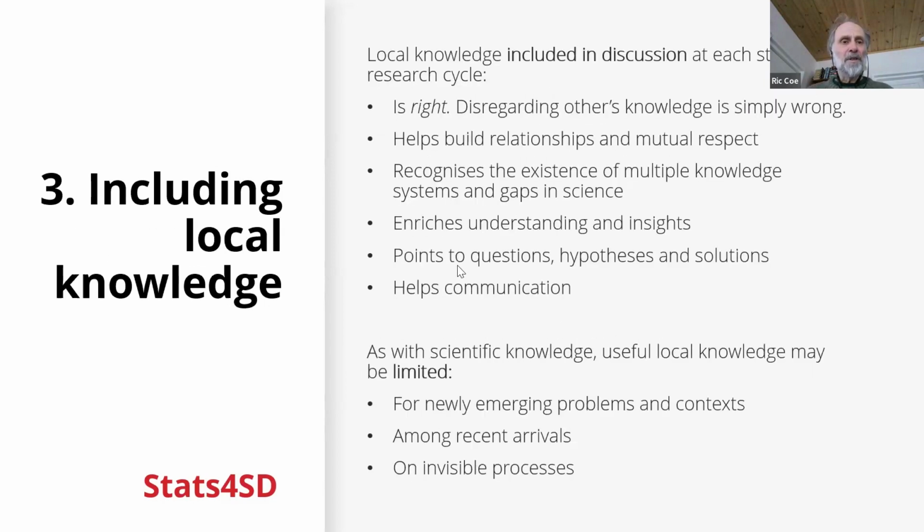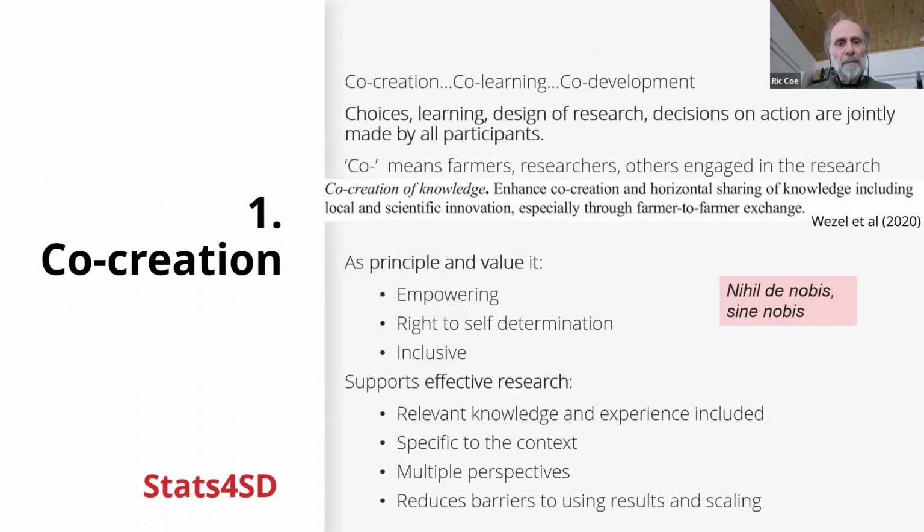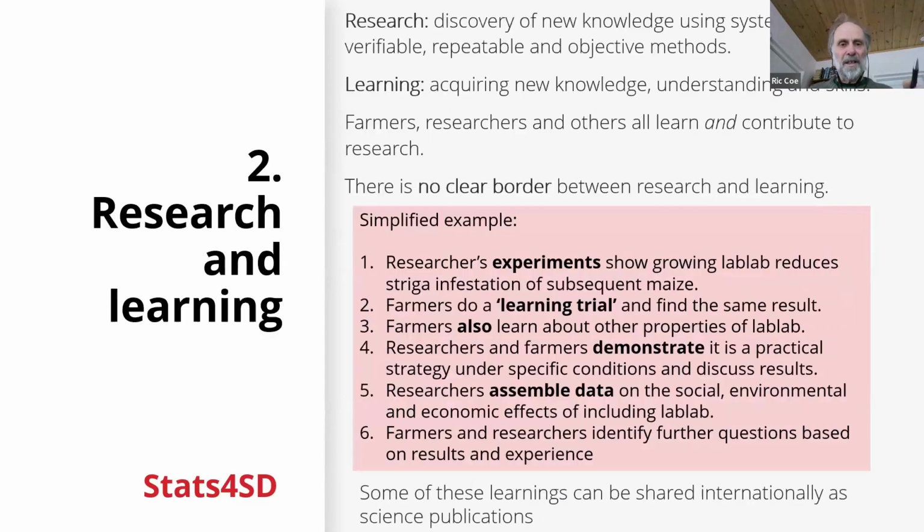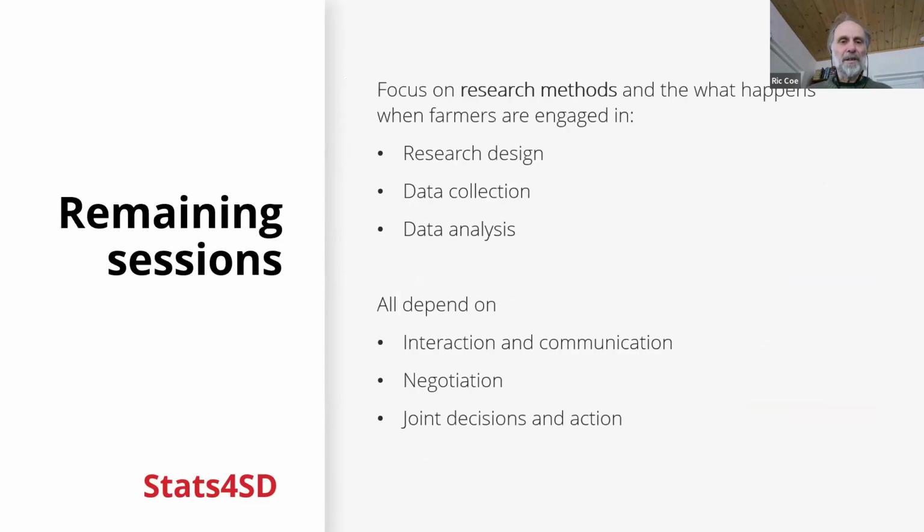Okay, so there were three things which underpin, they're not the only three, but three things which underpin anything we're doing when we're thinking of engaging farmers around that research cycle: the co-creation, thinking about research and learning, and including local knowledge. As I said, the remainder of these sessions, we're going to look at the next one, which I think is in 2 weeks' time, on research design. We'll have one around data collection and data handling, and one on data analysis and interpreting.